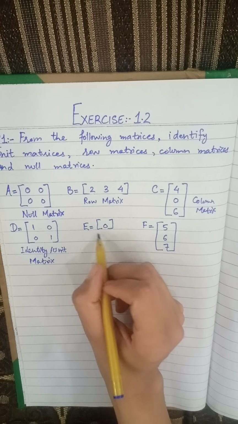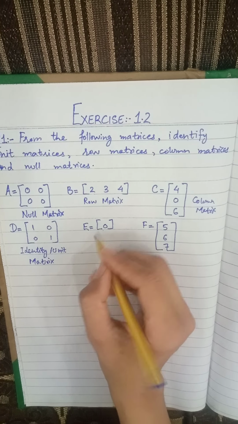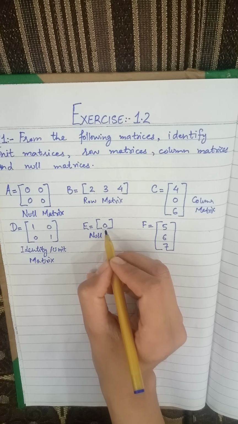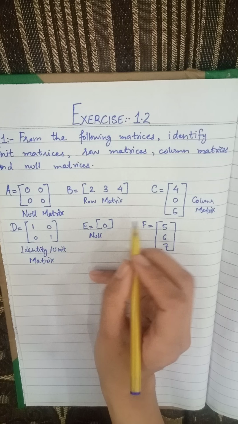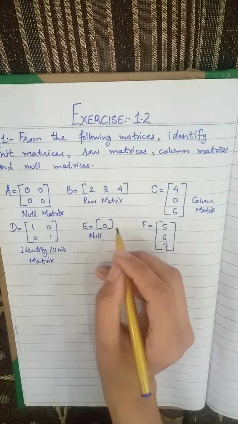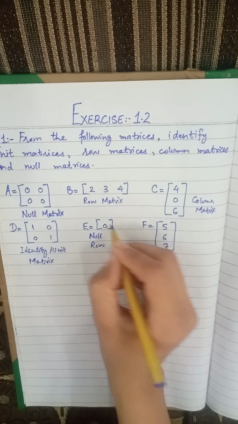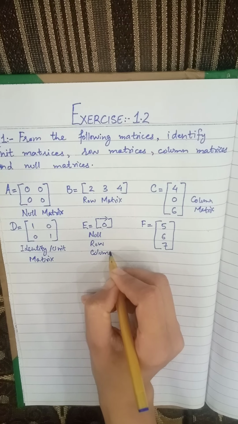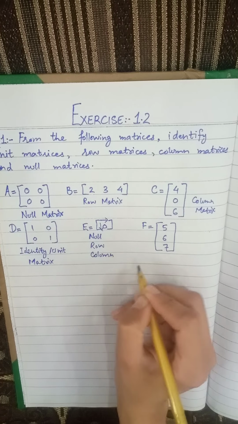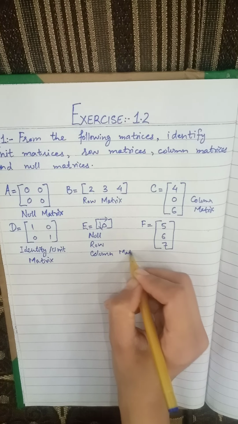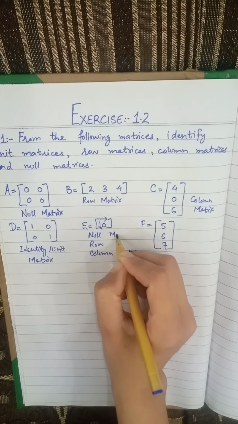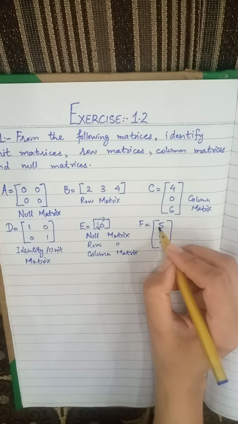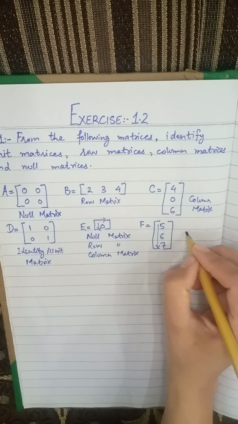What about this matrix? It's null. Why is it null? Because 0 is its only, single entry. And it's a row matrix because it has only one row. It's also a column matrix. Why? Because it has only one column. What about this one? It's a column matrix.